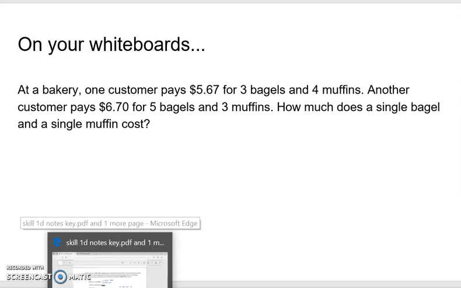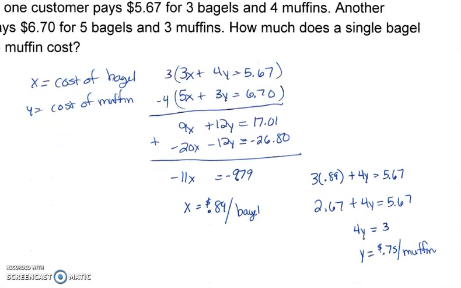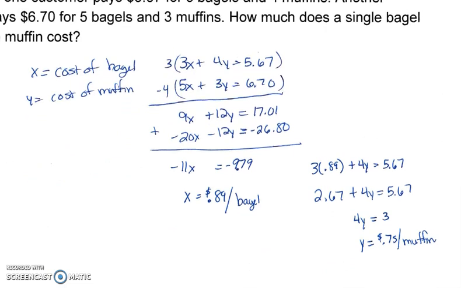Okay, so we are going to look for the answers to that, and that should be right here. So x I used for the cost of bagels, y is the cost of muffins. 3x plus 4y equals 567. 5x plus 3y equals 670.